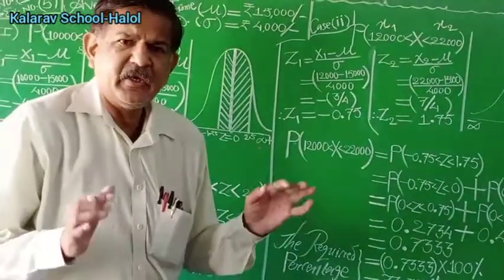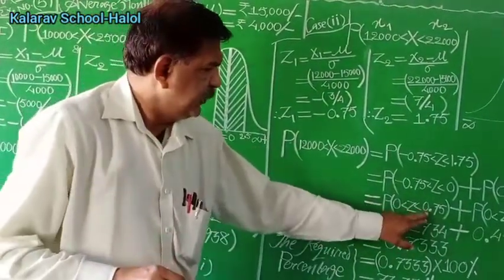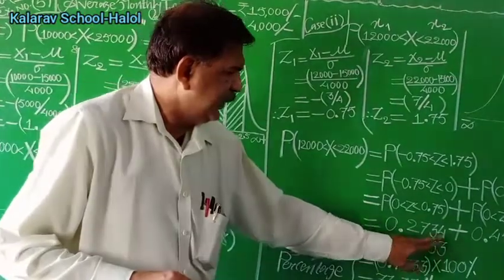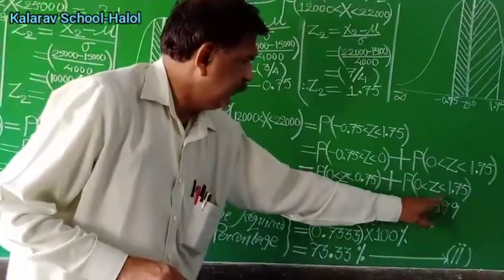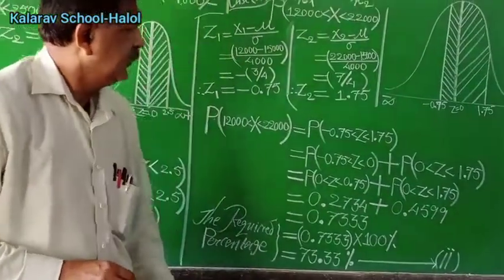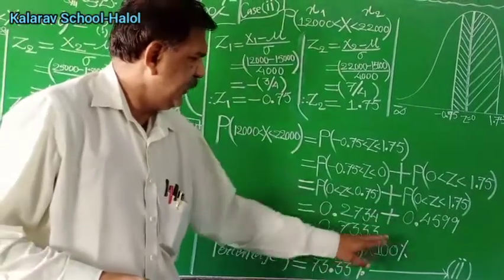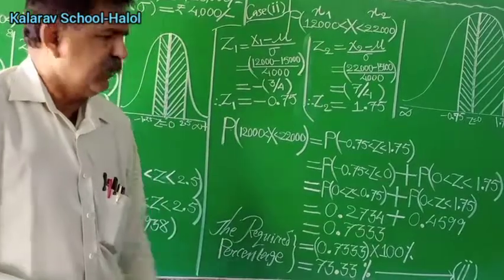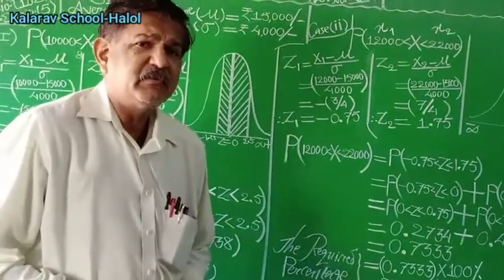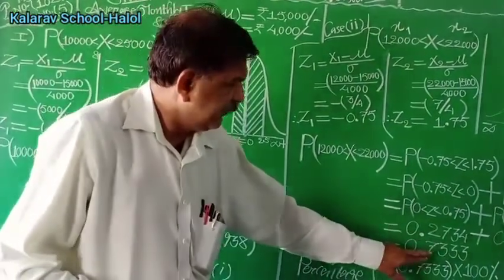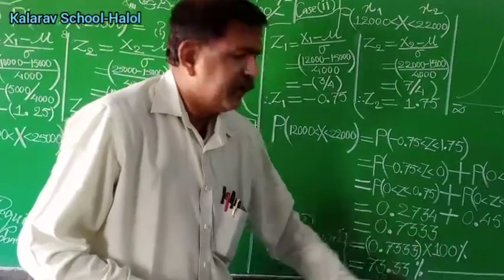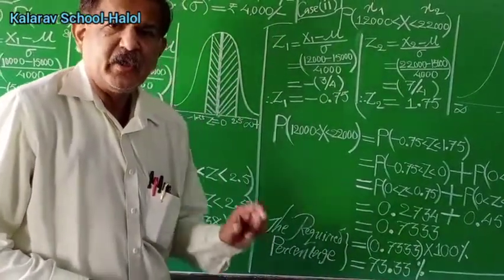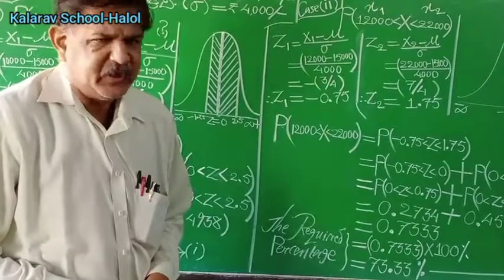The related area, the table value, shows for 0.75 it is 0.2734 and for 1.75 it is 0.4599. Right? Addition of these two quantities is 0.7333. But this answer is required in terms of percentage, and that is why the final probability should be multiplied by 100 in order to express it in terms of percentage.